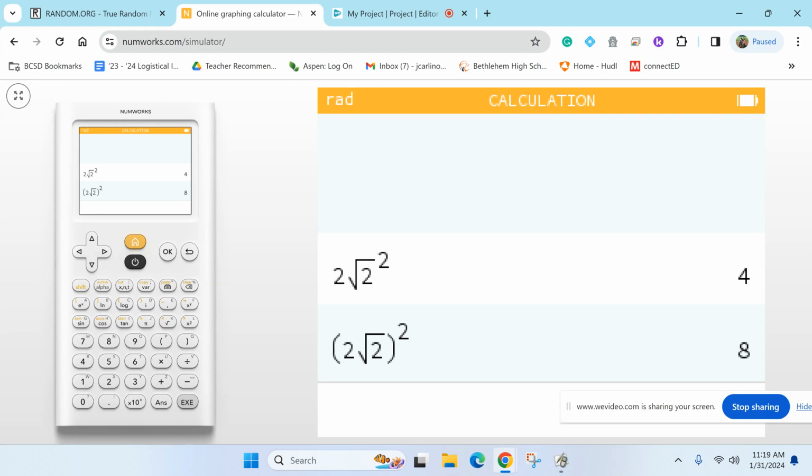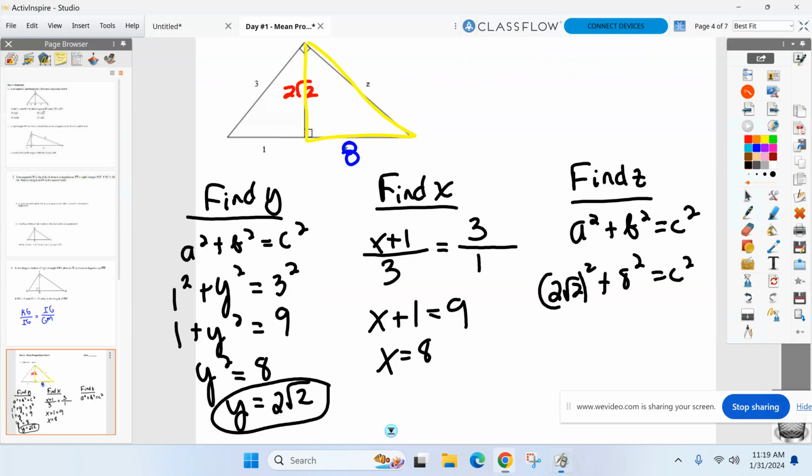Right? Because when you use no parentheses, your NumWorks calculator is thinking you're just squaring radical 2. Well, what do I need to square? The full side. So make sure you put it in parentheses. Okay, so just a heads up going forward. Anytime you're using Pythagorean theorem with a radical involved, put that bad boy in parentheses, please. All right, put it in parentheses.